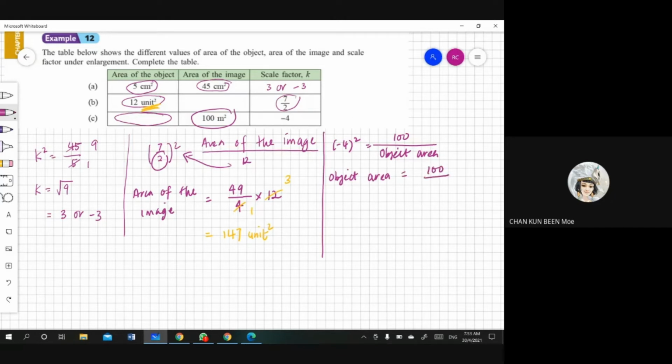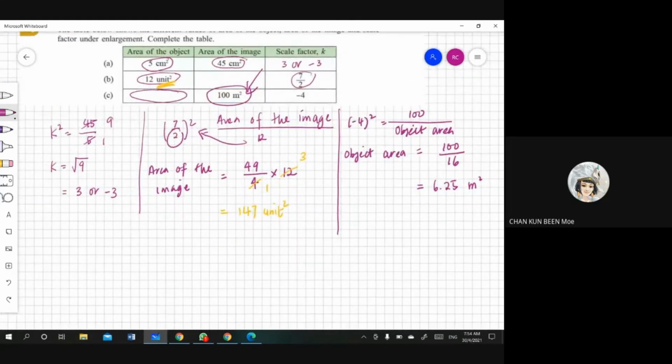So 100 divided by negative 4 squared. 4 times 4, 16, right? Negative times negative, positive. So 100 divided by 16. Okay, then you do your calculation. 100 divided by 16 equals how much? 6.25. Oh, thank you very much. 6.25. What is the unit given? Okay, square meter. So that is example 12. Okay, this one is simple, right? You just need to memorize the formula to find the area.